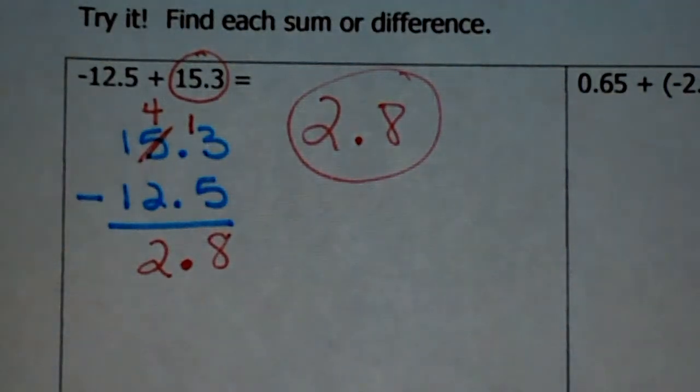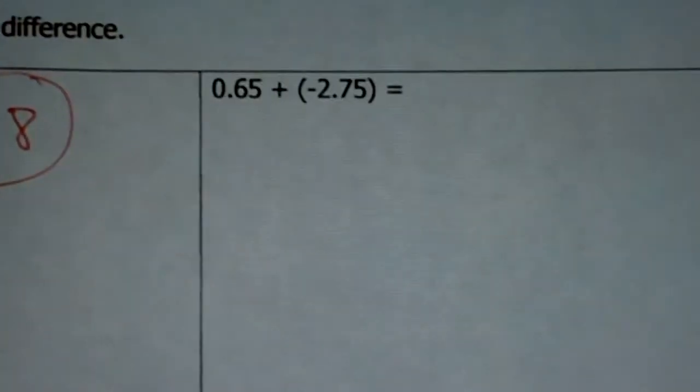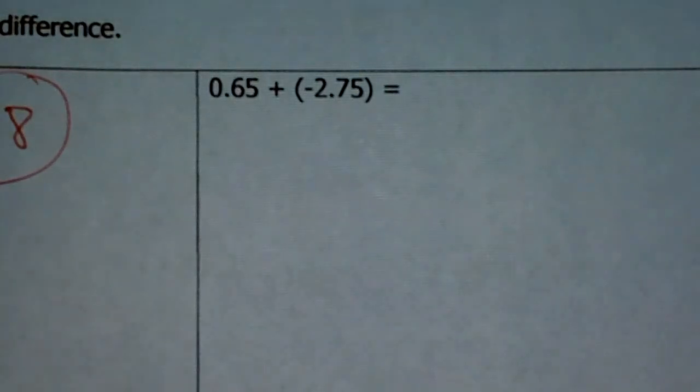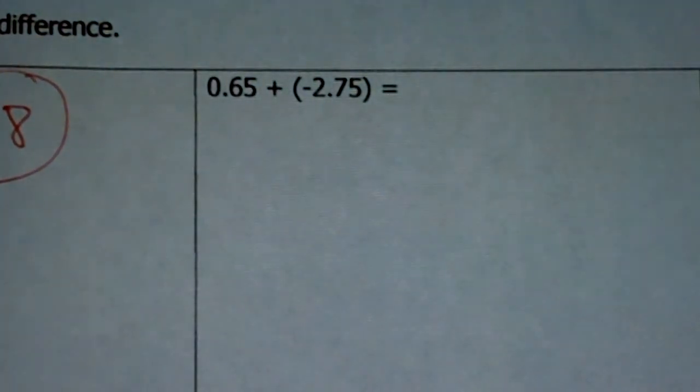All right, let's try another one. I have 65 hundredths plus negative 2 and 75 hundredths. It's an addition problem. I don't need to change it, but now I have to decide, am I going to add those digits or am I going to subtract those digits? Remember, you learned when you have one of each and you're adding, you actually have to subtract. So when you subtract these digits, we're going to write them vertically.